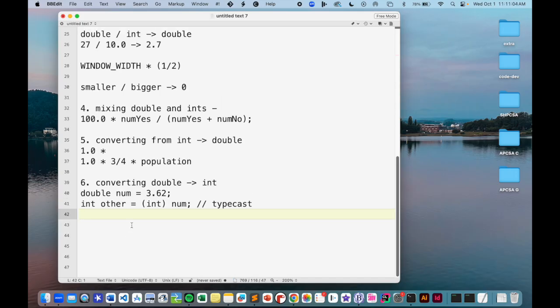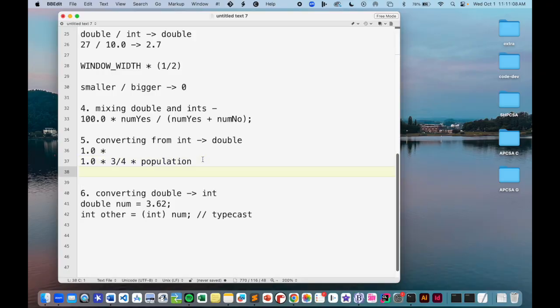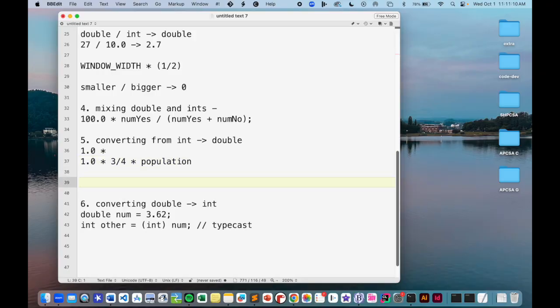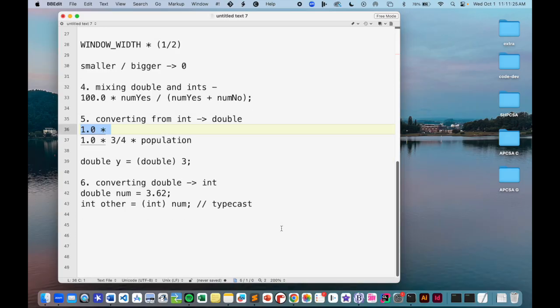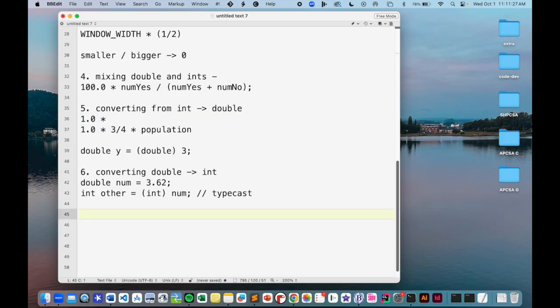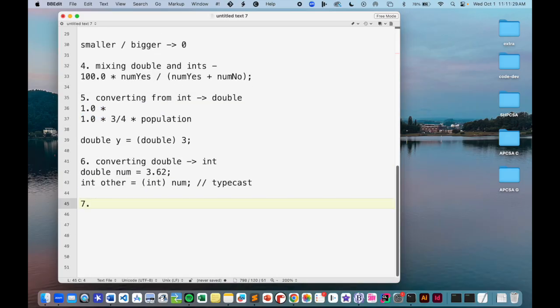This does actually bring up, though, the other way that you can convert from an int to a double, which is actually doing this. Double y equals (double) 3. And again, this does typecast something into a double. Usually you'll see me doing the 1.0 just because I think it's a little bit nicer, but you can actually do it either way. All right, let's keep going. We're chugging along.